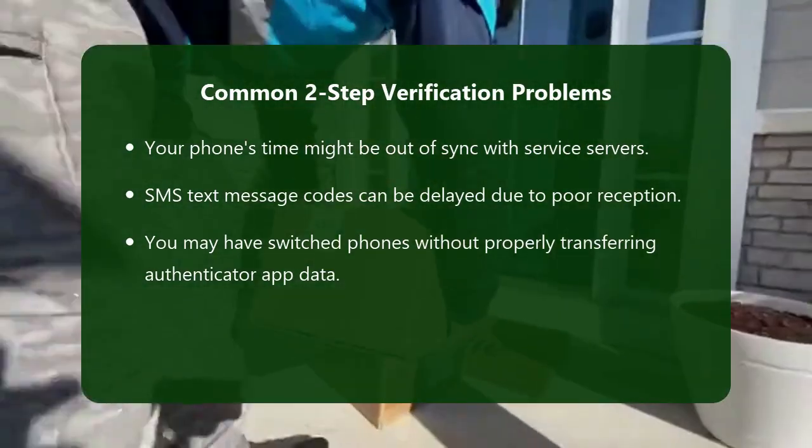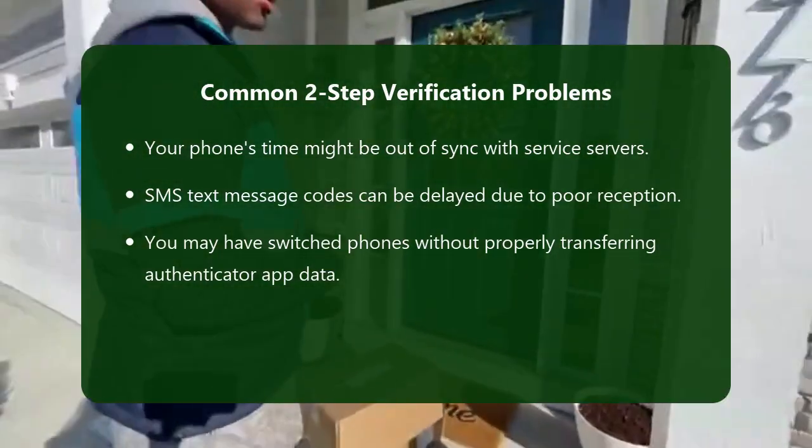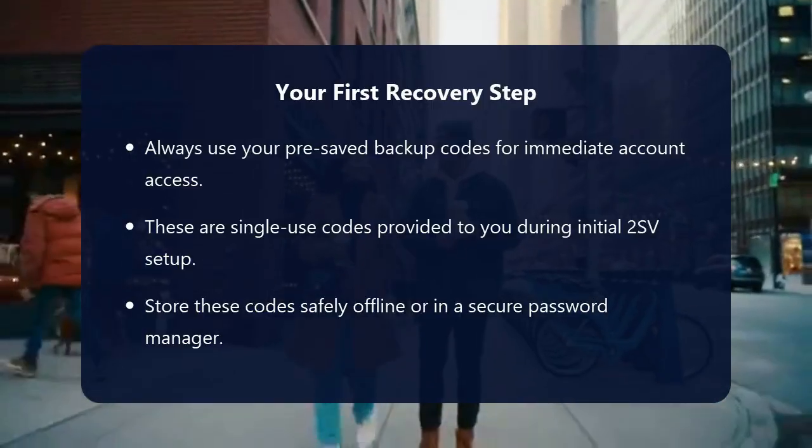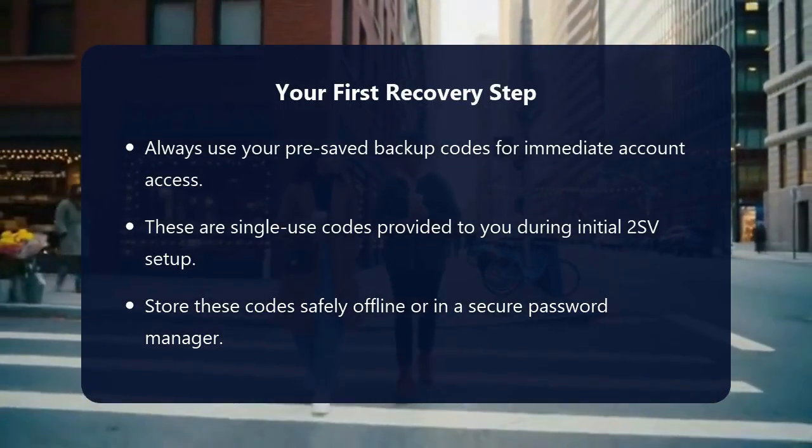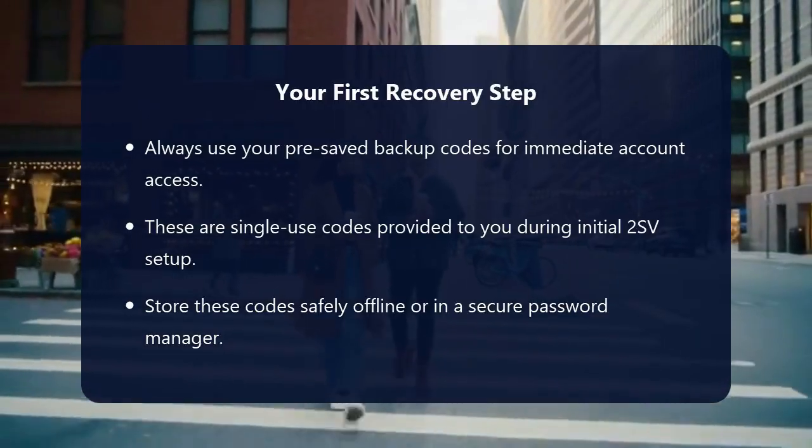Go into your Authenticator app settings and look for a time correction for codes or Sync Now option, or alternatively, navigate to your phone's main date and time settings and ensure it's set to update automatically using the network time.